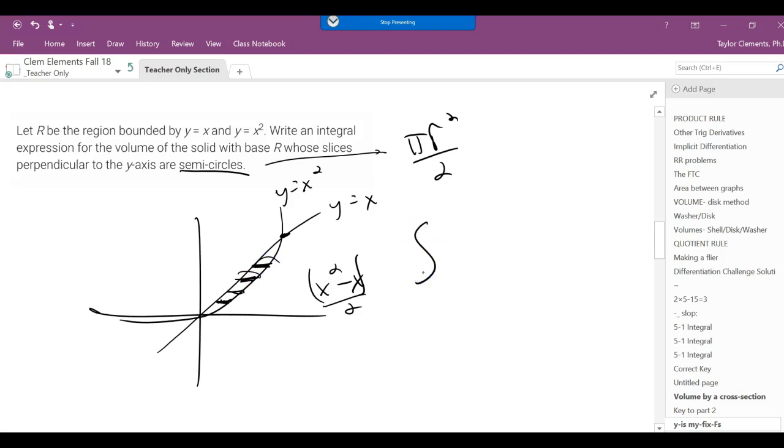So let's see, we're doing 0 to 1 dy, so horizontal, and it's just pi r squared over 2, pi up front. Actually, I put pi over 2 up front, so r squared here. But each r is going to be x squared minus x over 2. And that's it. There's our integral for semicircles.